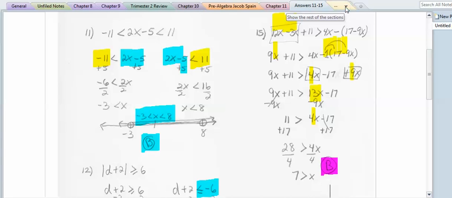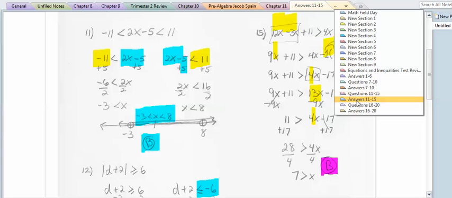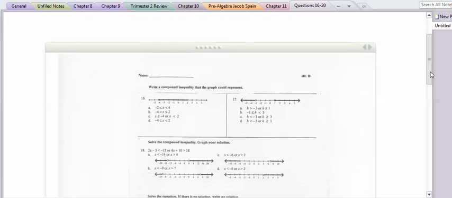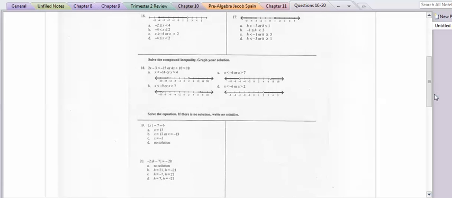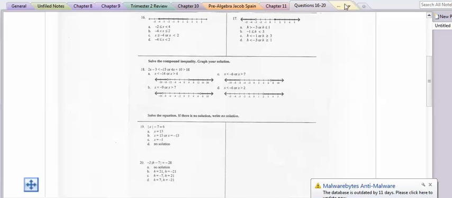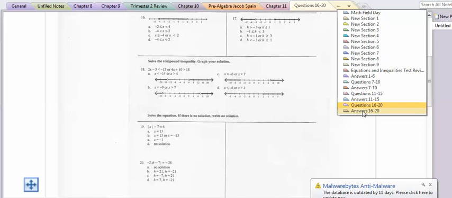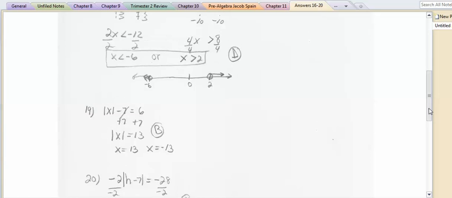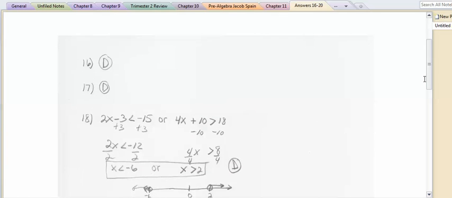Okay, the last part of this, I'm trying to figure out how to do it quickly so you don't have to spend too much time checking your work unless you need it. Okay, 16 through 20, those are the questions, and here's my prepared answers. Okay, so number 16 is up here. Okay, and if you look at the graphs, the answer to the graph is letter D. And if you look at 17, the answer to the graph is letter D.